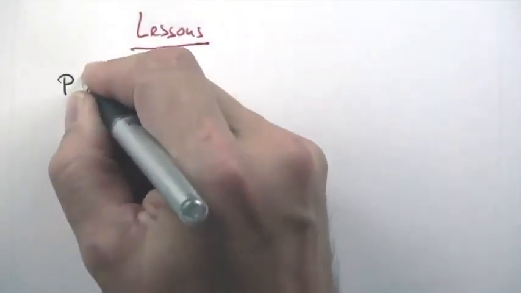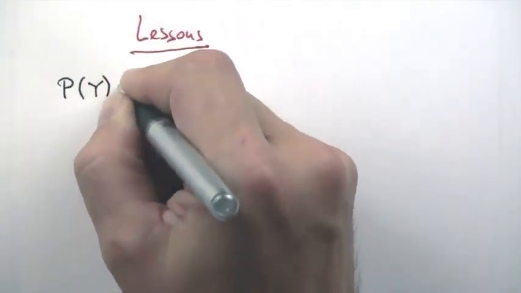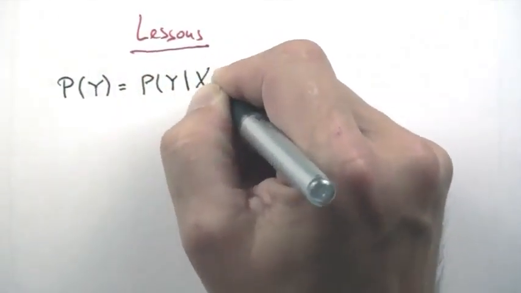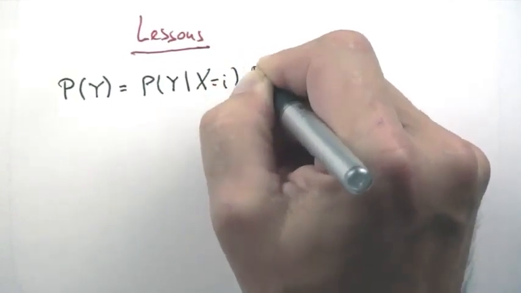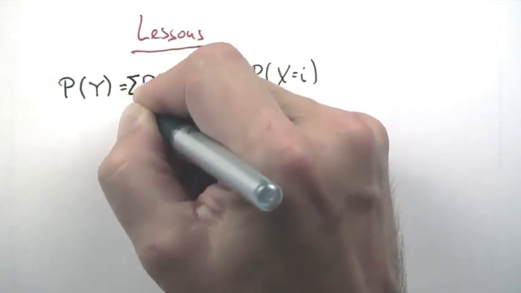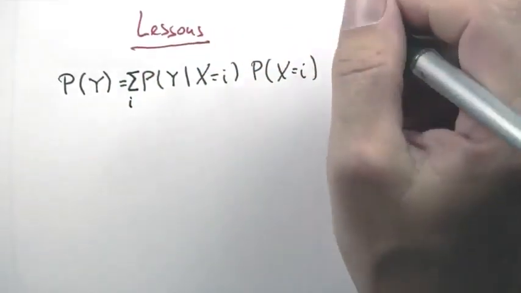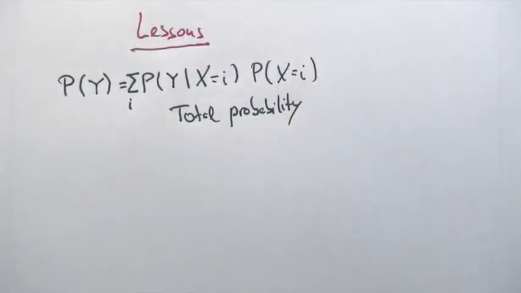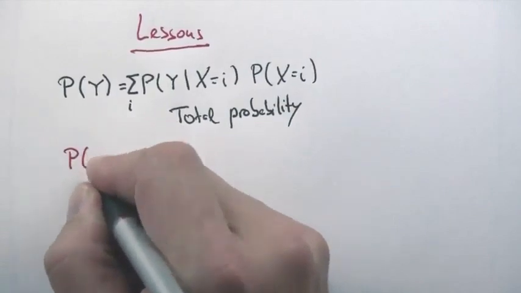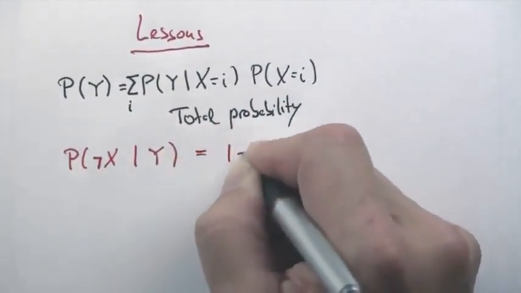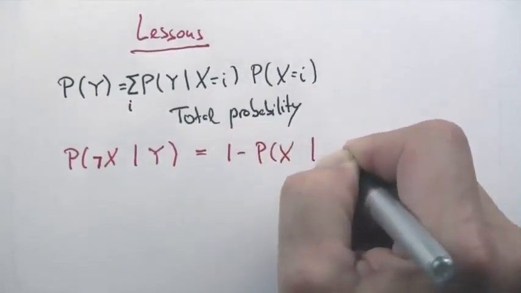So we actually just learned some interesting lessons. Probability of any random variable y can be written as probability of y given that some other random variable x assumes value i, times probability of x equals i, summed over all possible outcomes i for the random variable x. This is called total probability. The second thing we learned has to do with negation of probabilities. We found that probability of not x given y is 1 minus probability of x given y.